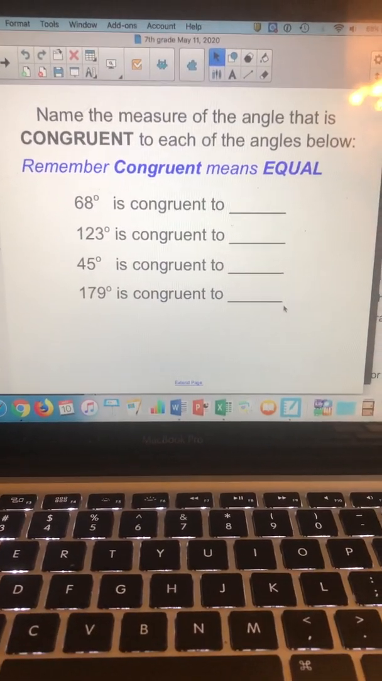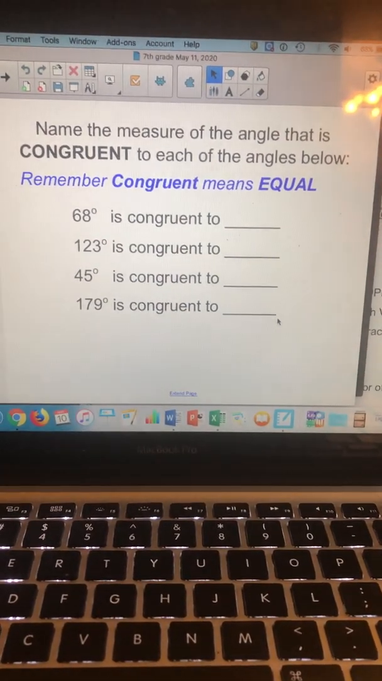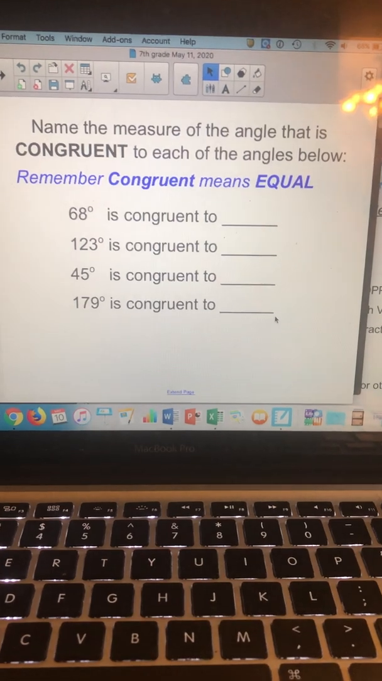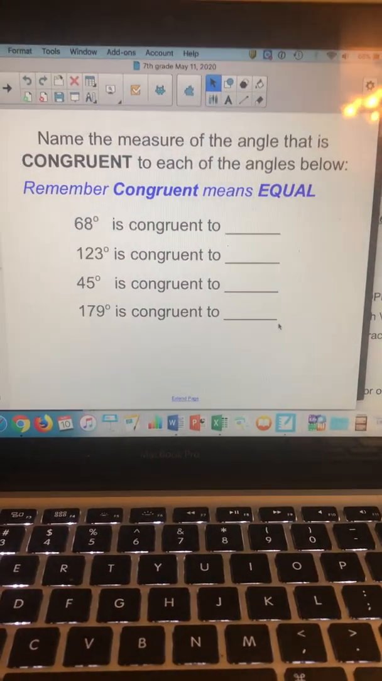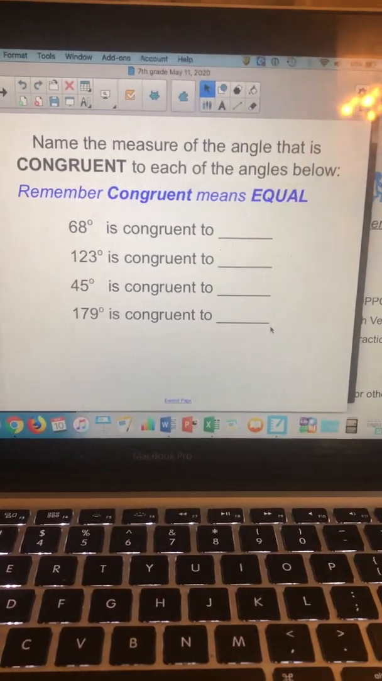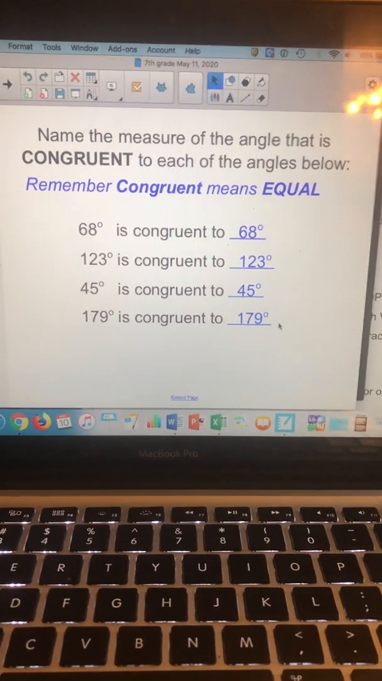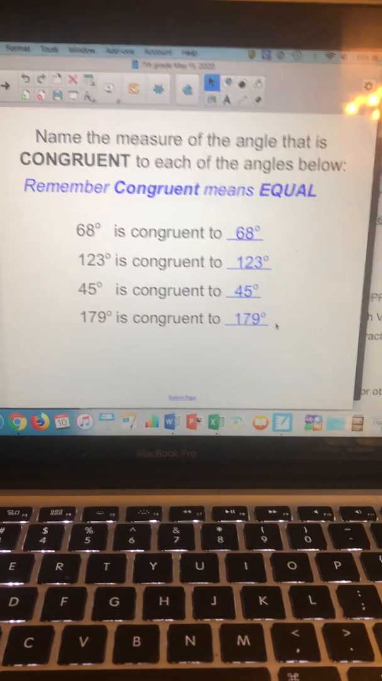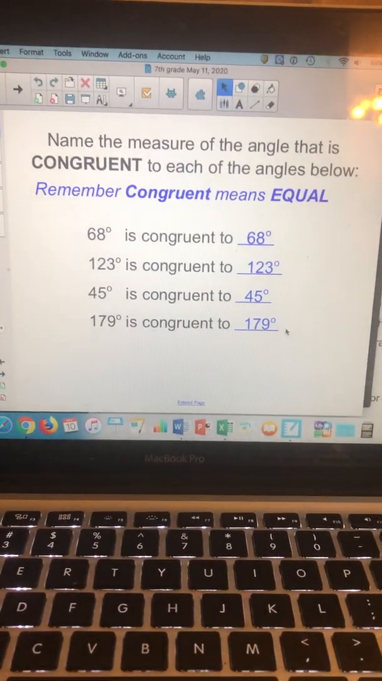So here, if we were practicing and they wanted to know the measure of an angle that would be congruent to the angle provided, it's just the equal in measure. So 68 degrees is congruent to 68 degrees. 123 degrees is congruent to 123 degrees. 45 would be congruent to 45, and 179 would be congruent to 179. Okay? And that is it for today.